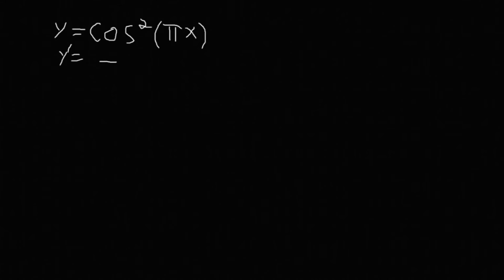So the derivative of cosine squared is negative 2 sine. So we could keep this negative 2 out front. And then the derivative of this function, pi x, is just pi. So we could keep a negative 2 pi out front. And then the derivative of cosine is negative sine.